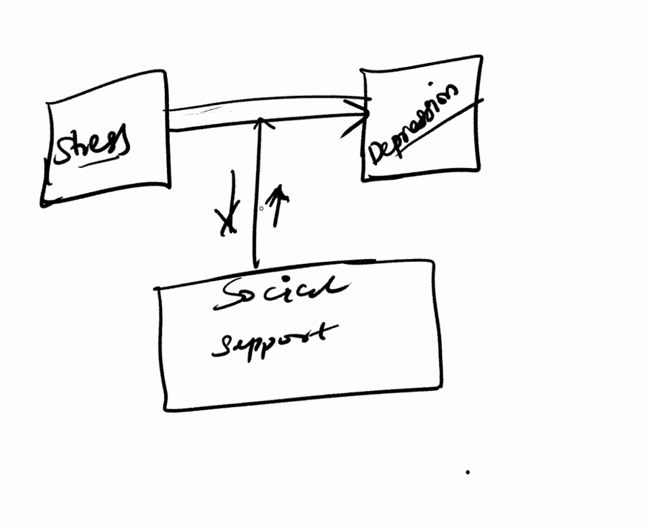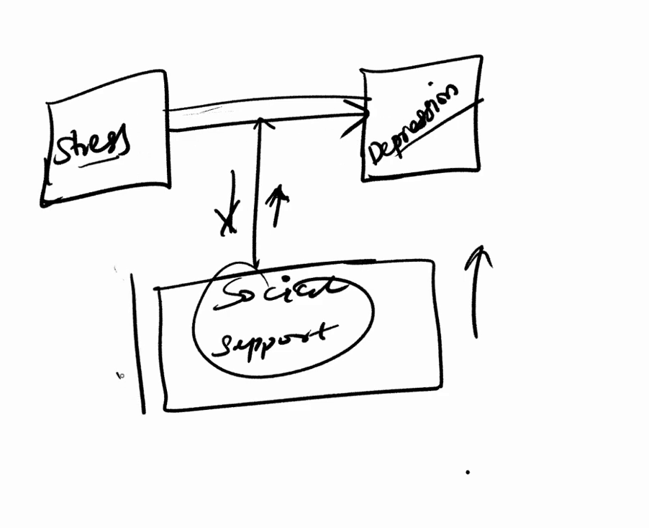So what we are saying now is, if the social support is high, definitely this relationship is going to be weakened. But if it is low, it's going to increase it. So this one is moderating the relationship between A and B. I believe this was informative for you.